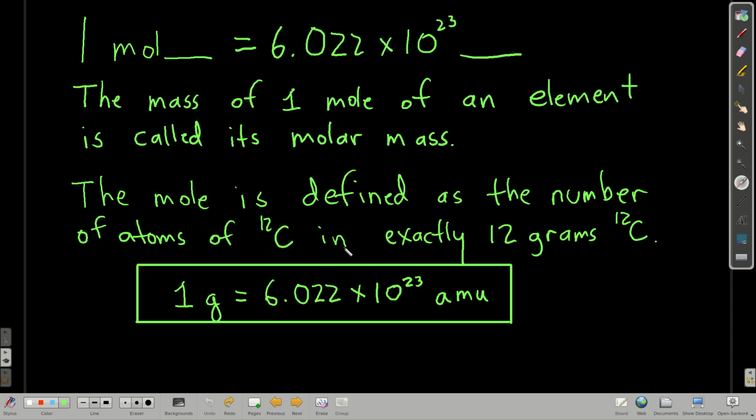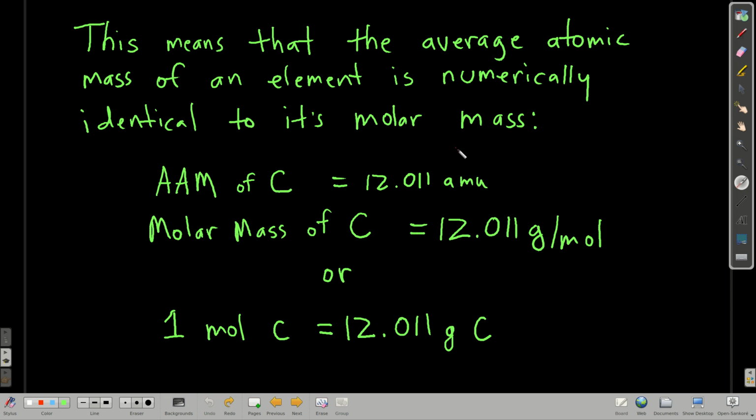Now this definition ends up meaning that we can convert between AMUs, which we saw in the previous module, and grams. So 1 gram is just 6.022 times 10 to the 23rd AMUs. And 4 sig figs here, exact with the 1. So when we look at the periodic table and we see the average atomic mass for the elements there, that's numerically the same as the molar mass of that element.